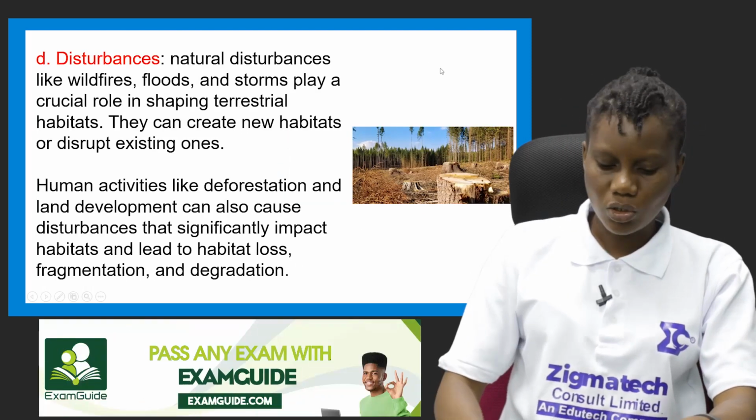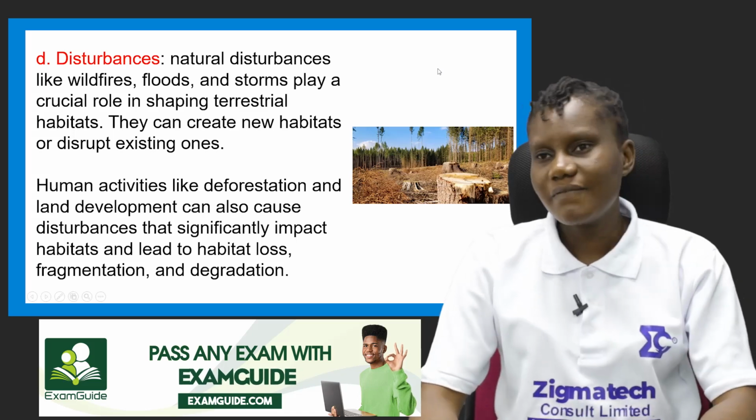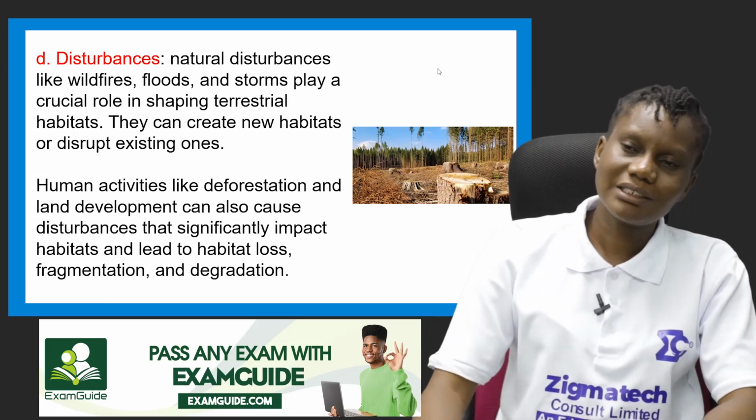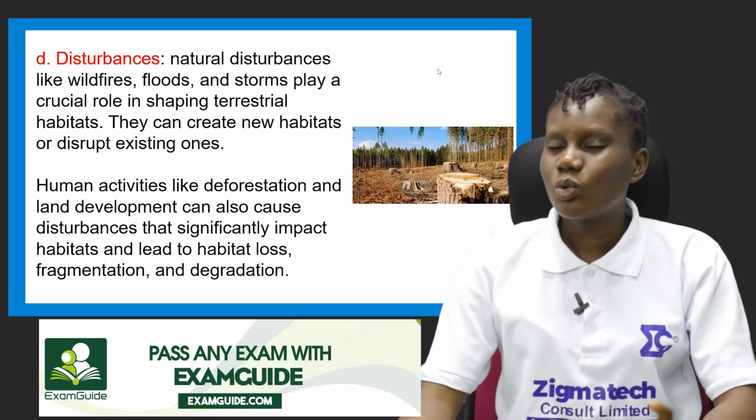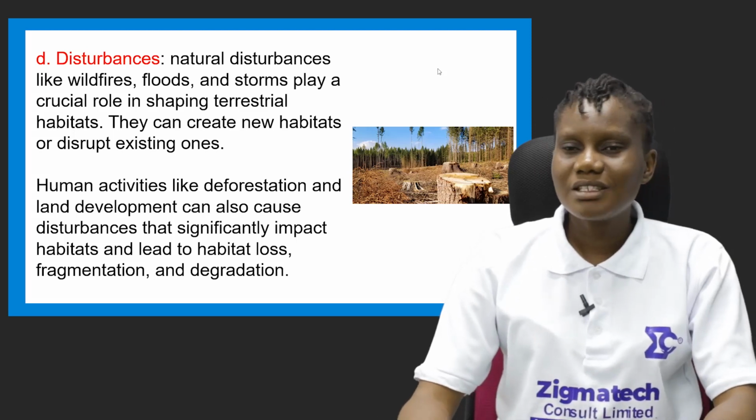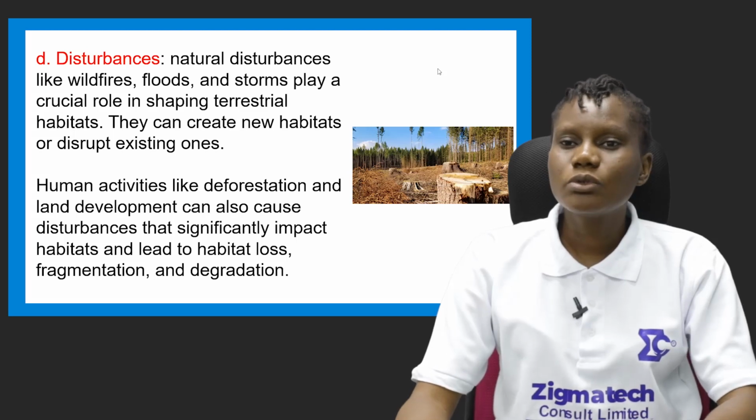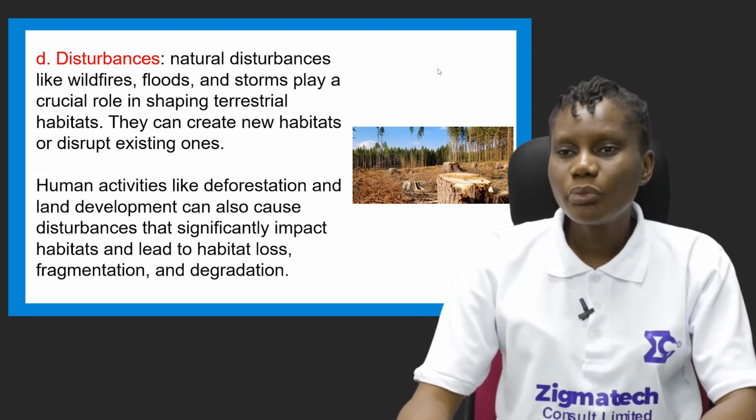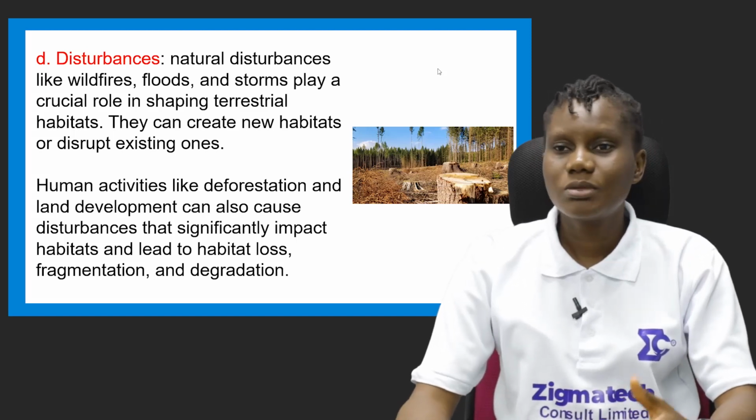The next one is disturbance. That is a factor that affects terrestrial habitats. We have looked at climate, soil composition, and topography. Now we are looking at disturbances. Natural disturbances like wildfires, floods, and storms play a crucial role in shaping terrestrial habitats. They can create new habitats or disrupt existing ones.